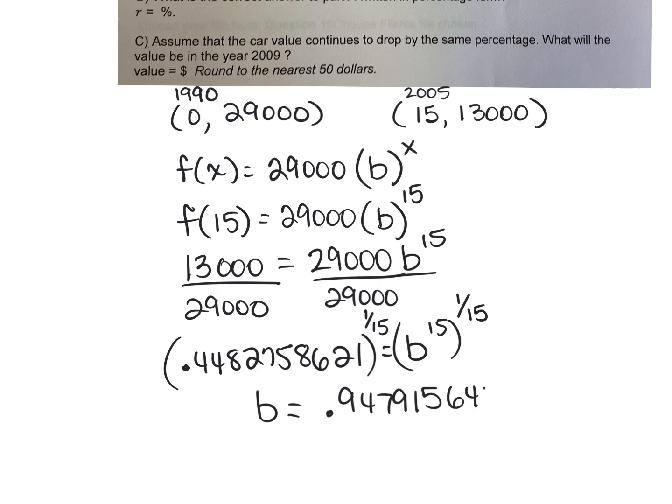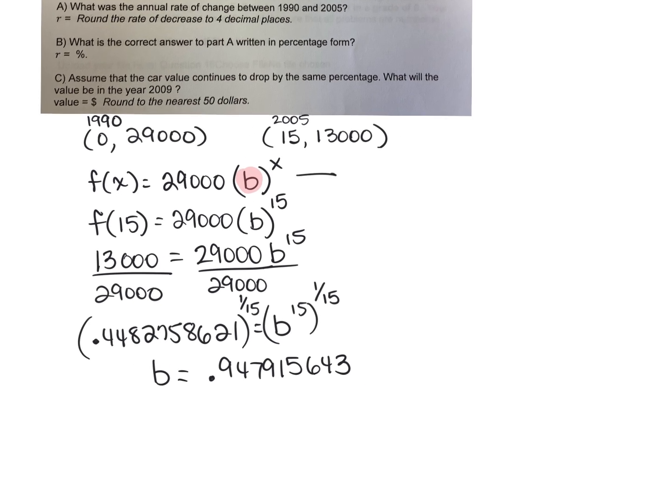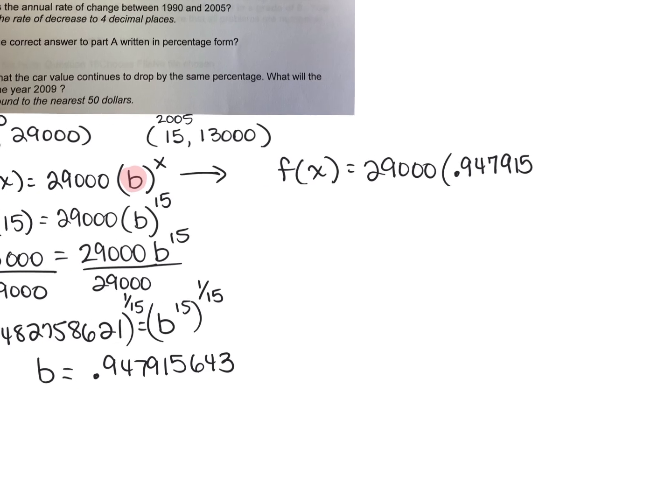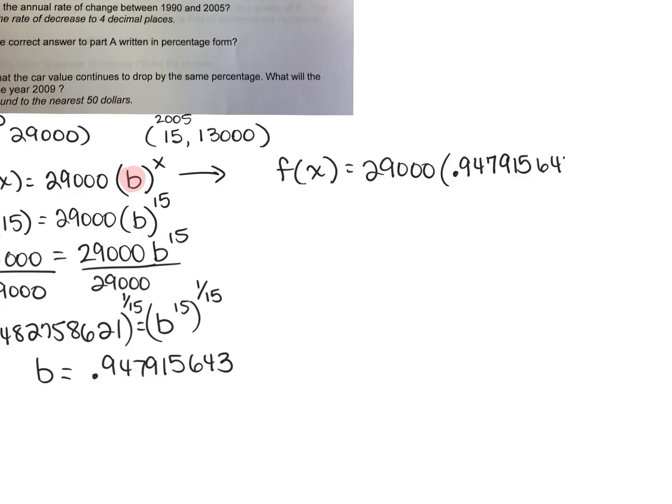0.947915643. And once I have that, I'm going to substitute that back up here to come up with the equation that I need. So I'm going to just take this over to the side here. I have f of x is equal to 29,000. And then I have this big decimal that we just found, 0.947915643, raised to the value of x as an exponent.